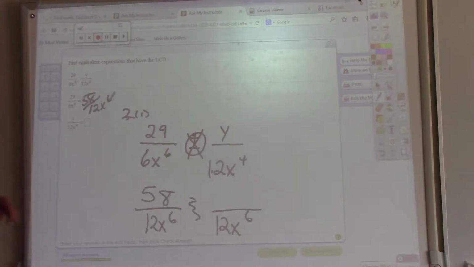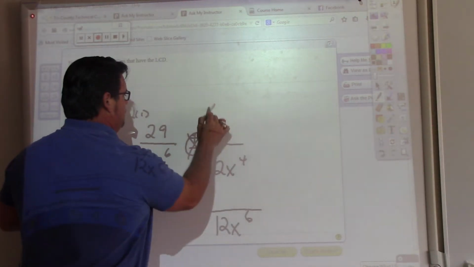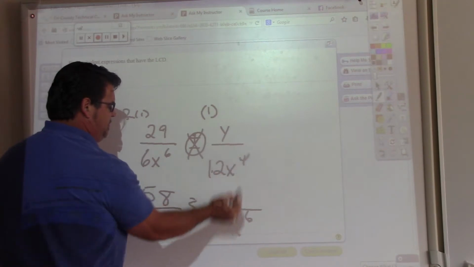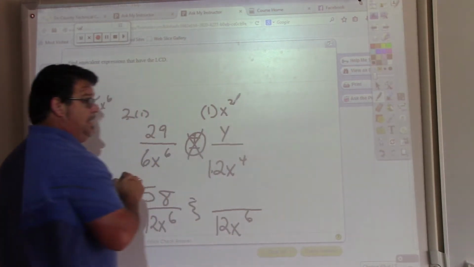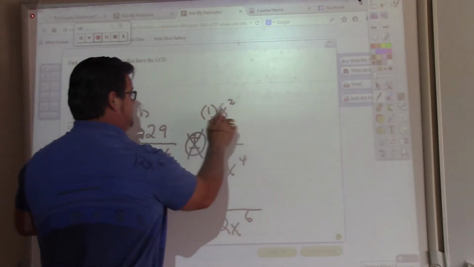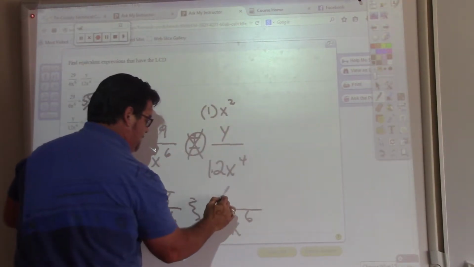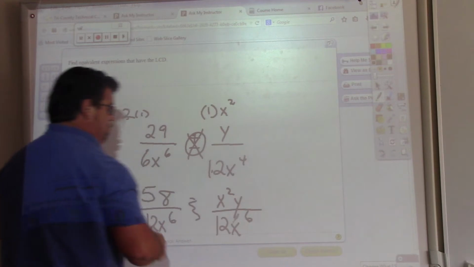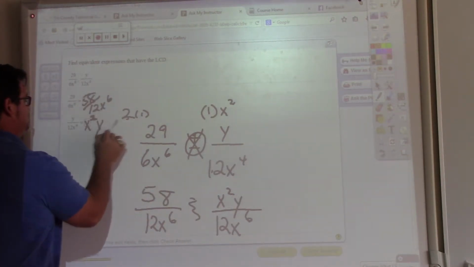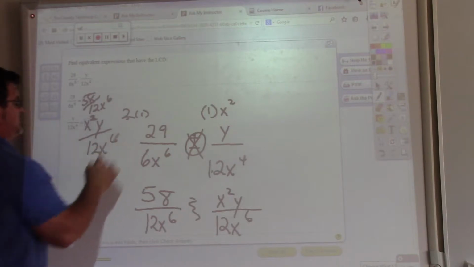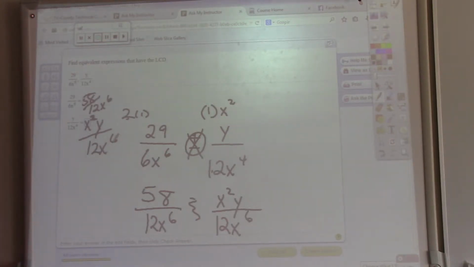All right. Now, how many times will 12 go into 12? One time. How many times will x to the 4th go into x to the 6th? x to the 2nd. And x to the 2nd times y is x squared y. That should be your answer. Now, I don't know if they're going to ask you for the common denominator or what. We're fixing to find out. But that should be your answer.